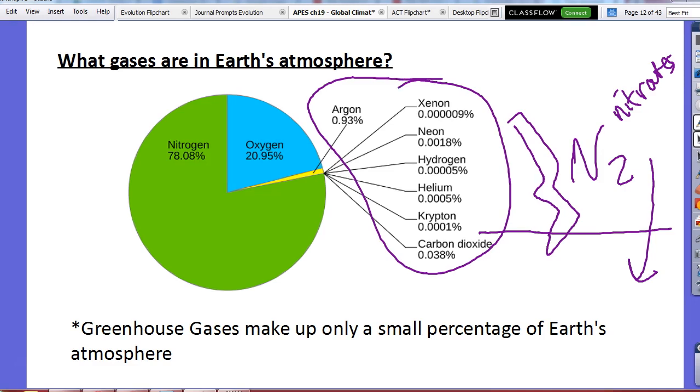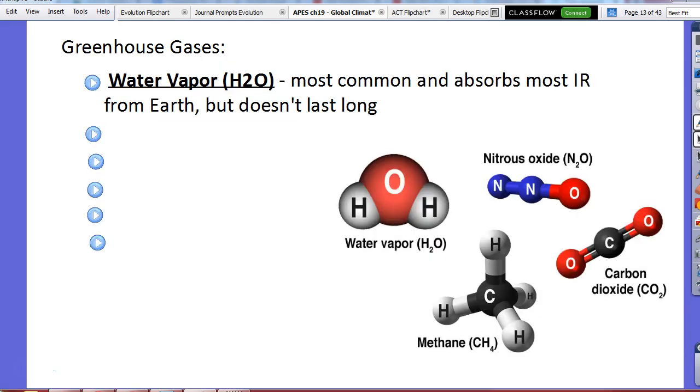So what exactly are our greenhouse gases then? What types of greenhouse gases exist? The first one is water vapor. You might say, well, water is necessary for life. We need it, which is true.